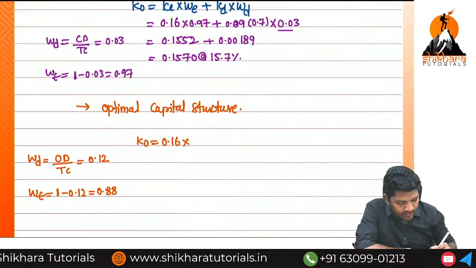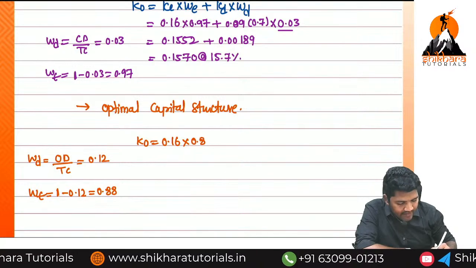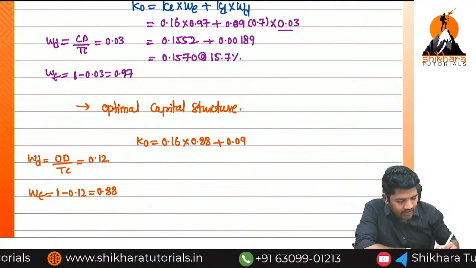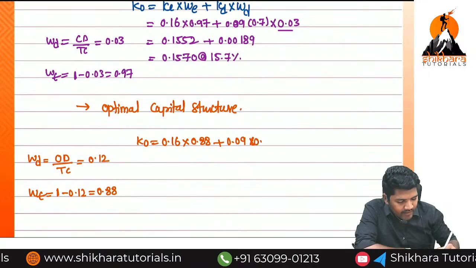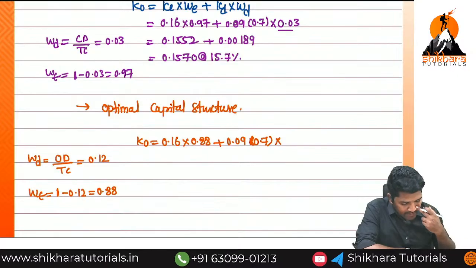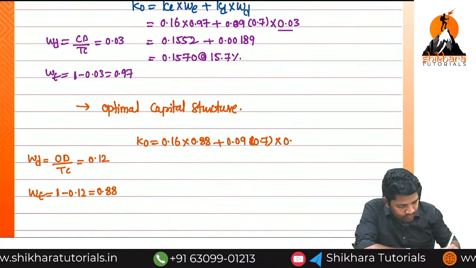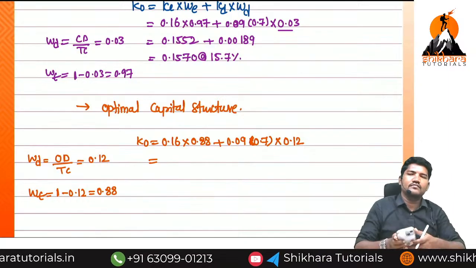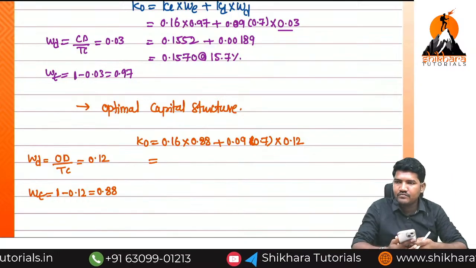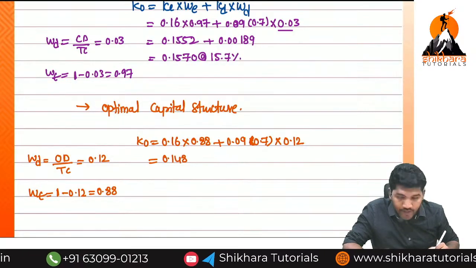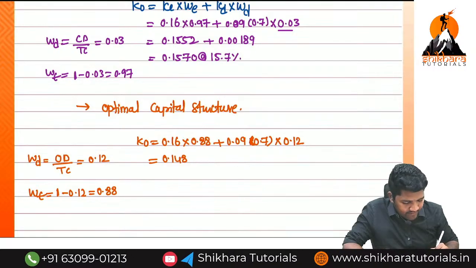Now see, 0.16 into weight of equity 0.88, plus KD 0.09 into 0.7, 1 minus tax, into weight of debt 0.12. Now please tell me the direct answer. Total: 14.8283.